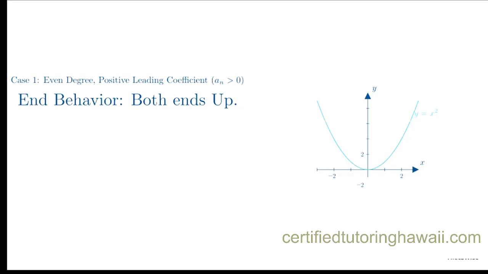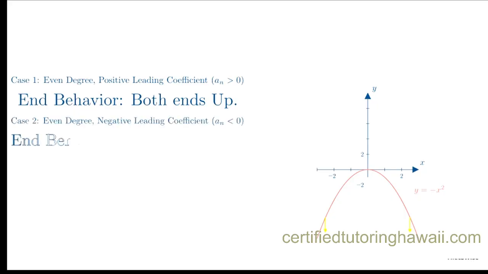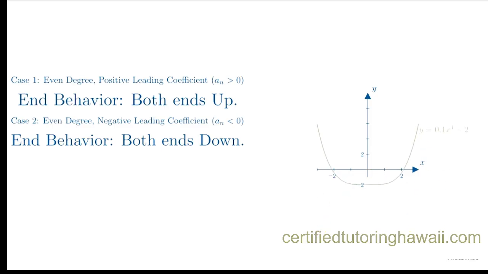Now, what if the leading coefficient is negative? This is like flipping the graph of x squared over the x-axis. For example, y equals negative x squared. Now, both ends point downwards. Case 2. Even degree, negative leading coefficient. The end behavior is down on both sides. A negative coefficient makes x squared negative. It's important to remember that all even degree polynomials, whether it's x squared, x to the 4th, x to the 6th, and so on, have this same end behavior. The ends will either both go up or both go down.